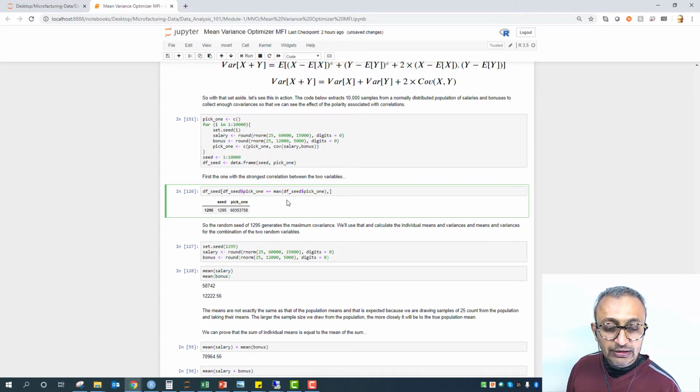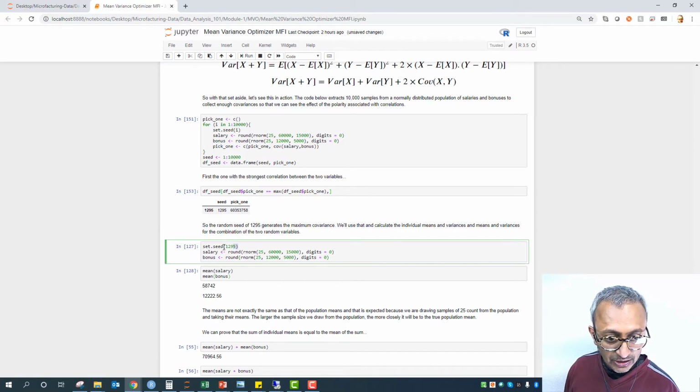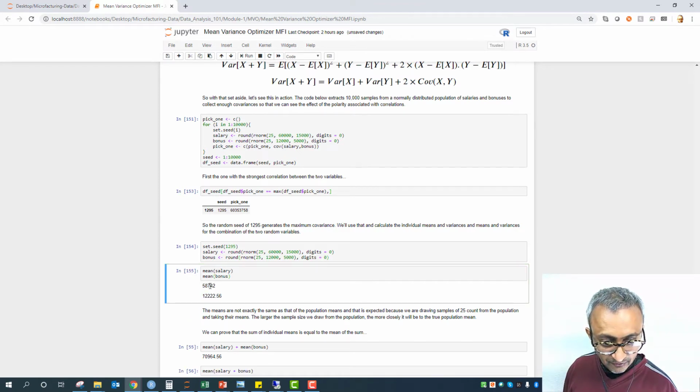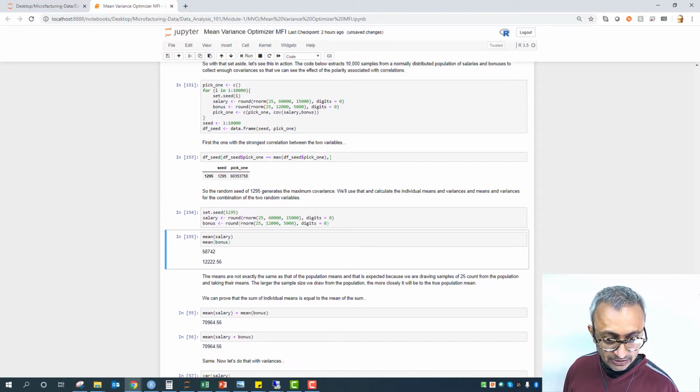Why do I do that? The first thing I want to do is find the one where it's the strongest, because we want to prove what happens when the covariance is high, when it is 0, and when it is low or negative. So the first thing I do is pick the seed which has the highest covariance, which happens to be this one, 1295. Now I'm going to use that 1295 and calculate the salary and bonus information, which I'm doing here. Salary and bonus is 58,742 and 12,222. That's the average.